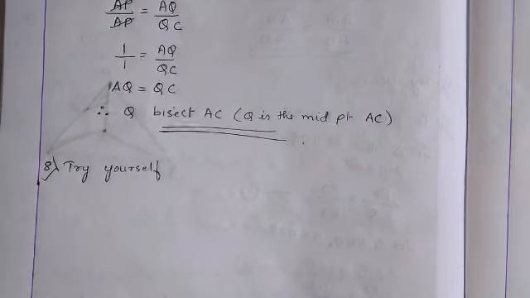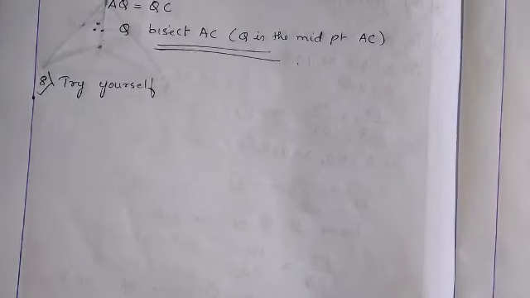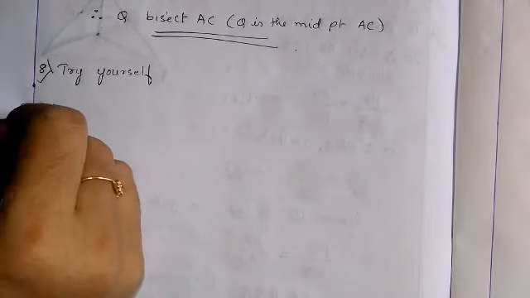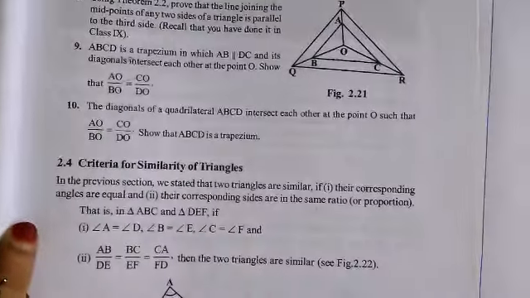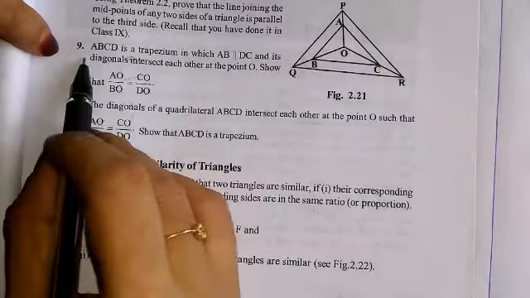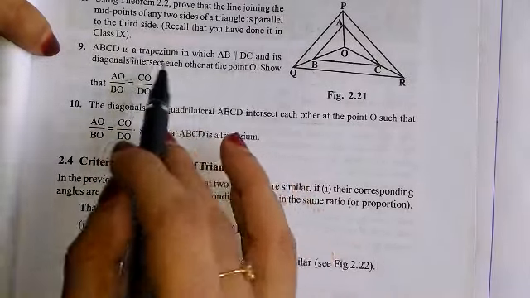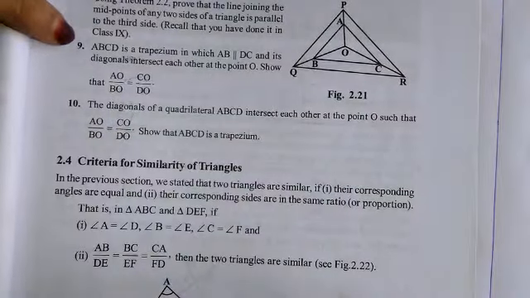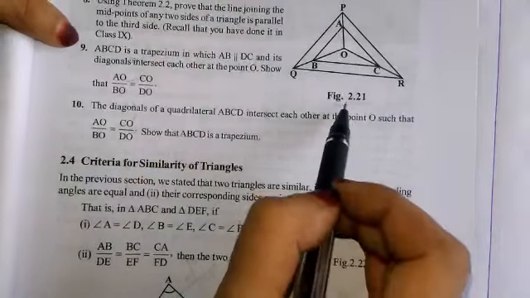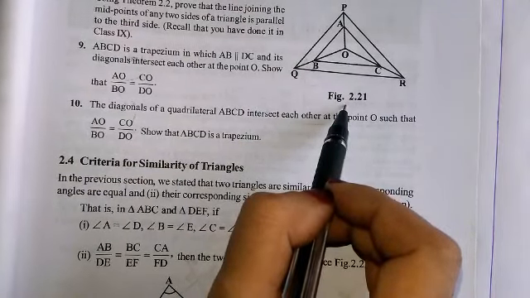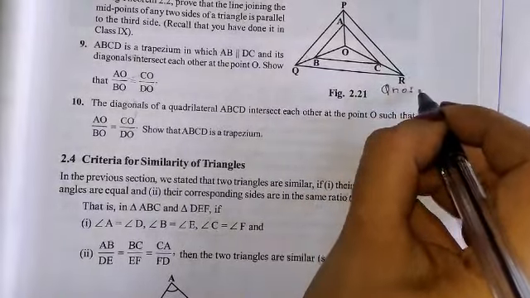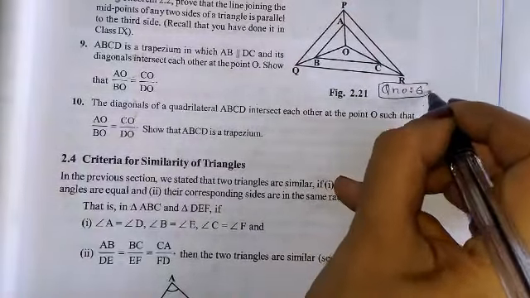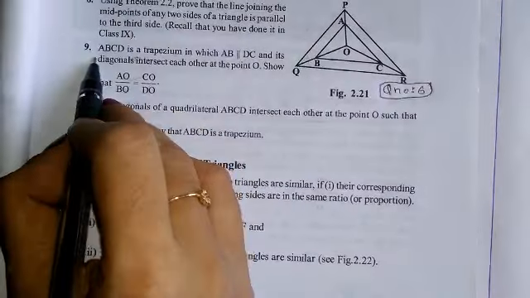So now I am going to do question number 9, which is a very important question. See question number 9. They have not given the figure for question number 9 also. This 2.21 is the figure of question number 6. Don't get confused. They have not given the question number 9 figure.